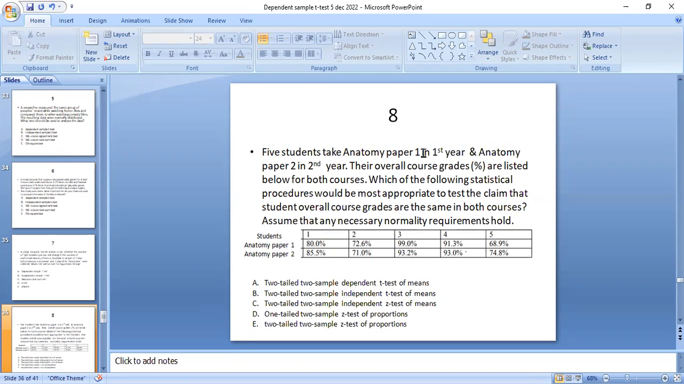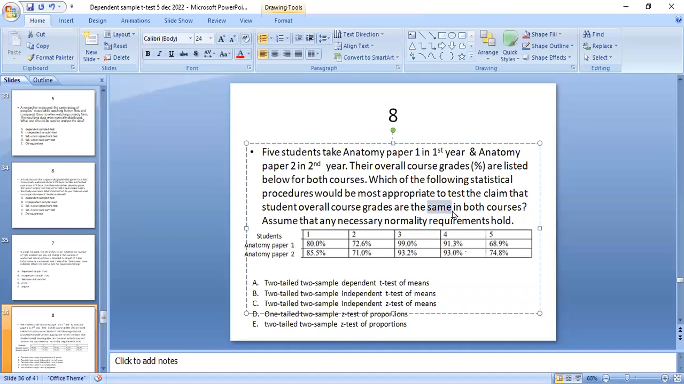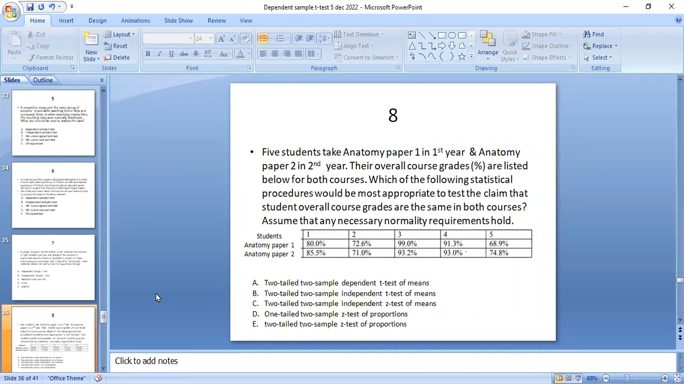As we are testing the same subjects, it is a dependent test. And second, we have to see whether it is two tail or left tail or right tail. As our claim is that they are scoring the same in both the courses, so it will be the two tail dependent sample t-test. So alpha will be the correct option, two tail two sample dependent t-test of means.